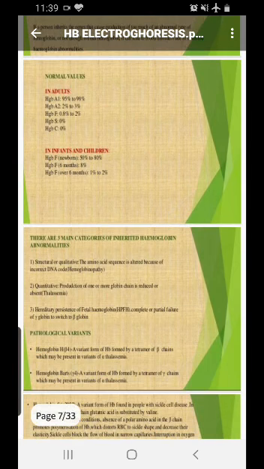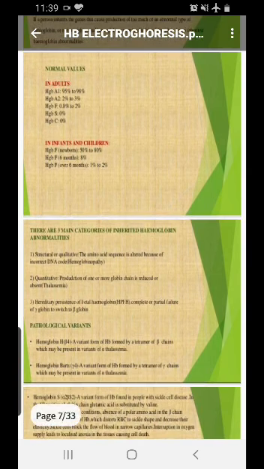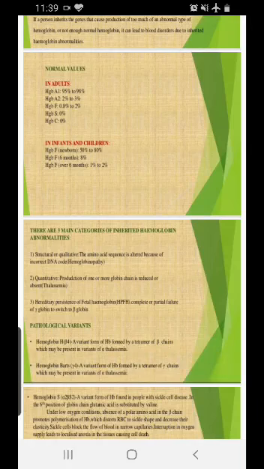So you can see there are three main categories of inherited hemoglobin abnormalities. One is a structural variant in which there is a single point mutation, like hemoglobin S, D and C. These are known as hemoglobinopathies. Then we have quantitative disorders in which the production of the globin genes is reduced. As I said, alpha and beta globin genes are there.